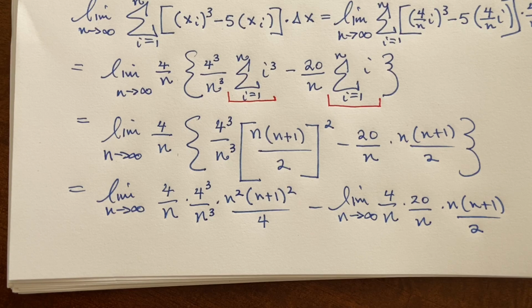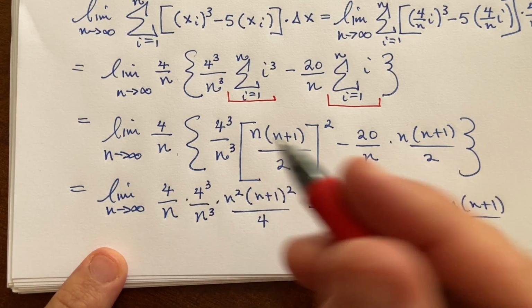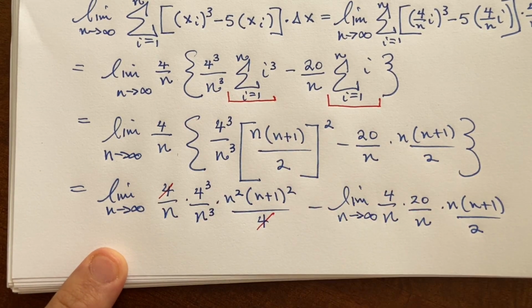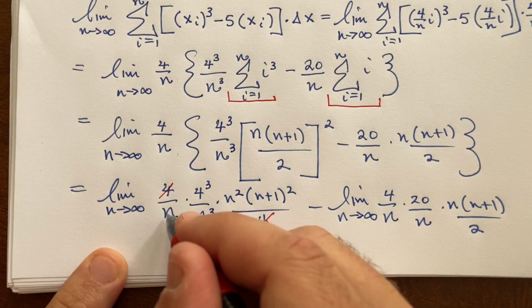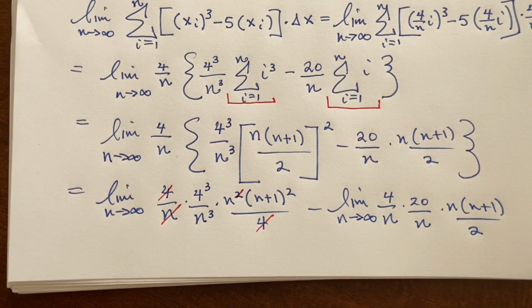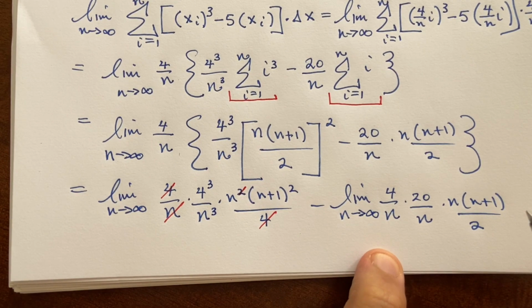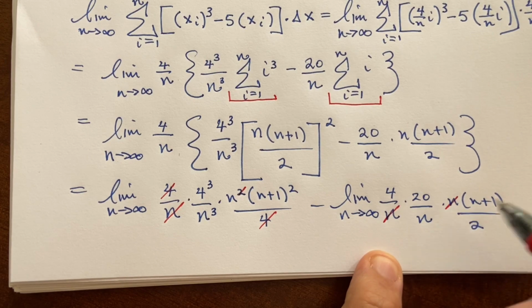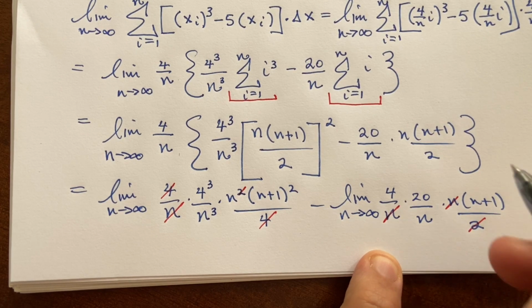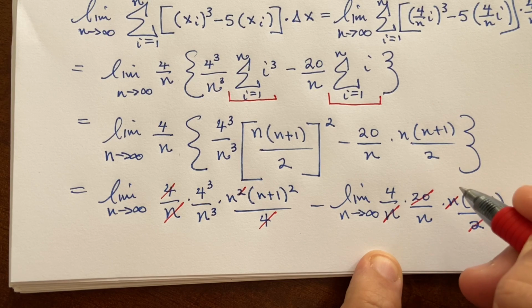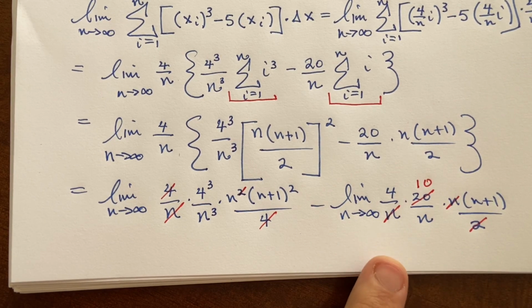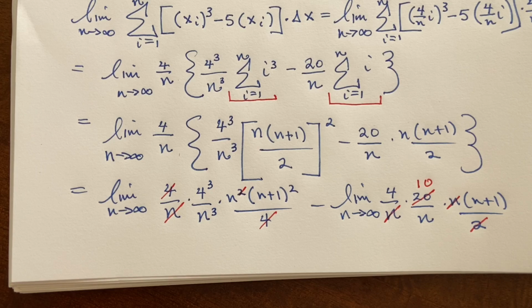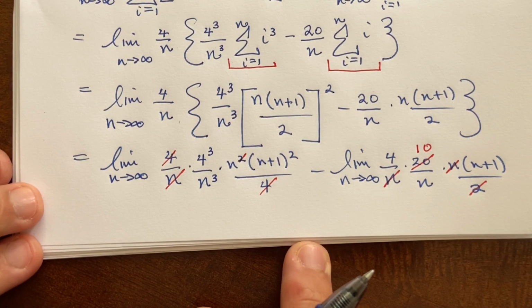Okay, we can cancel some stuff. So the 4's, the one of the n's, looks like anything else. Over here, not much going on, I guess, but you could cancel these n's. You could say that 2 goes into the 20 10 times. And then you could do some factoring, actually.